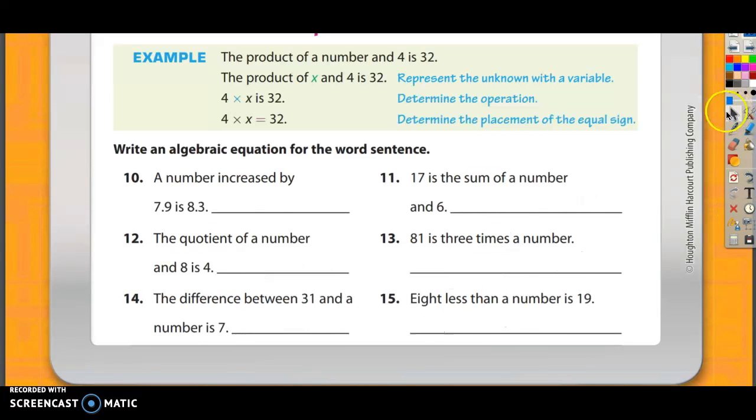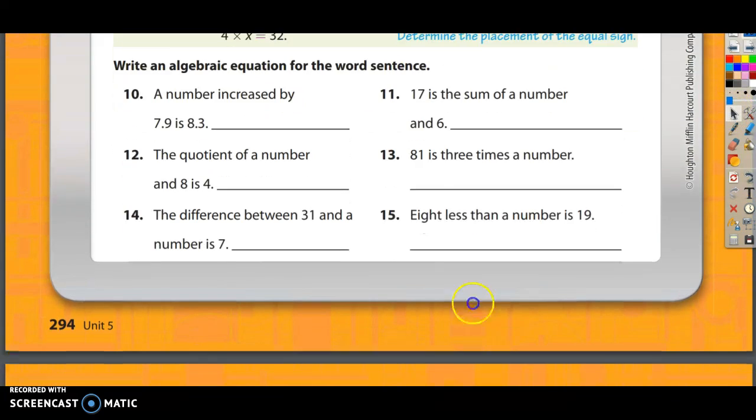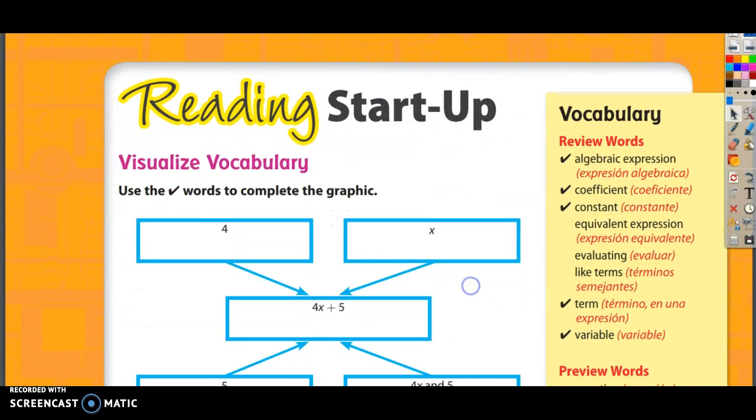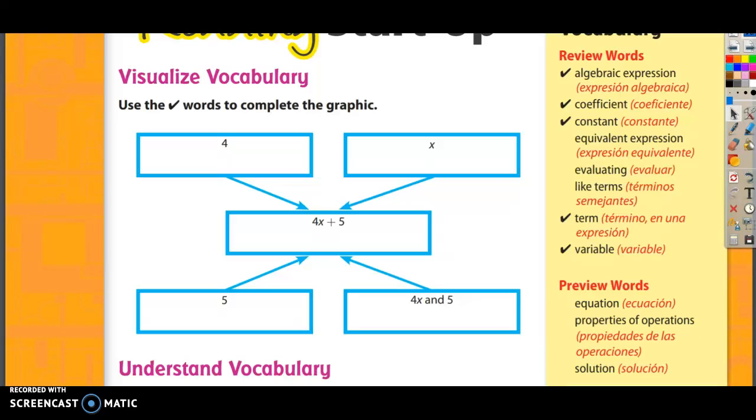All right, so you're done now with page 294. This video is just going to continue on to the next page. We're on the reading startup. This is page 295. It says visualize vocabulary. This top activity right here is actually such a helpful graphic. It's going to help you with the important terms in algebraic expressions.